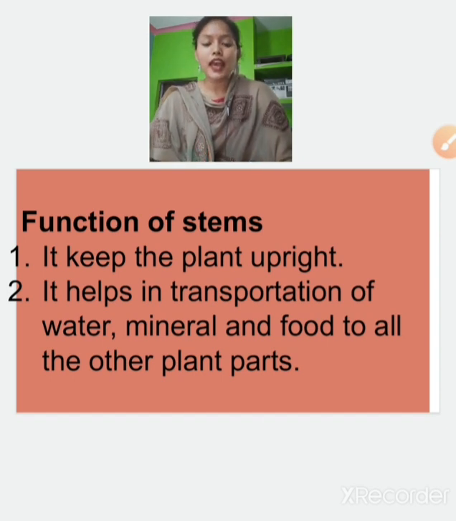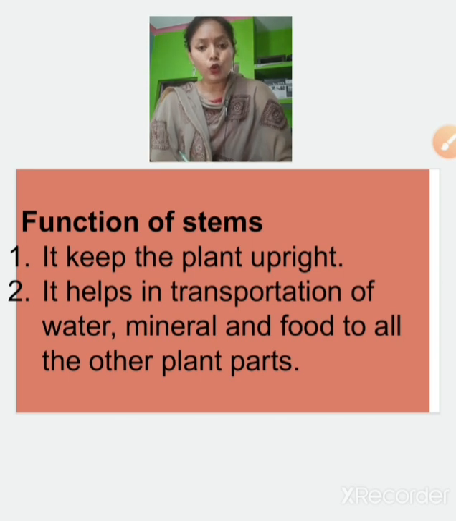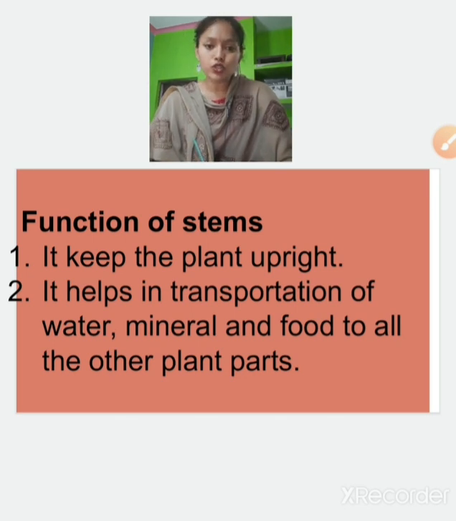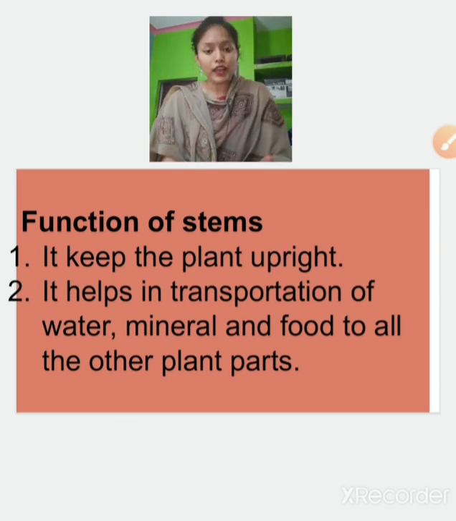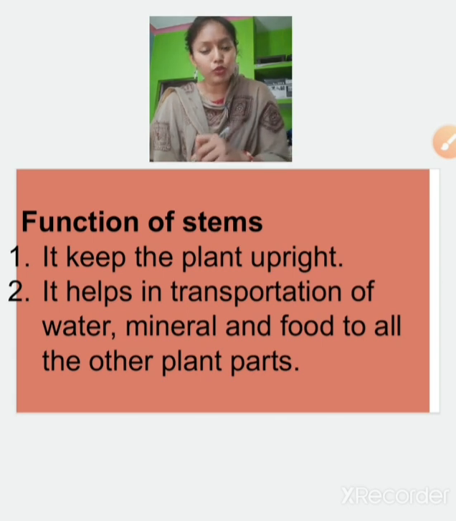Next, it helps in the transportation of water, minerals, and food to all the other parts of the plant. As we have studied in the case of roots also, the roots provide nutrients to the plant. So how are they transported? Through the stem. As roots are present in the ground, they cannot go up to all parts to give these minerals to the plant. So through the stem only, the transportation process happens.